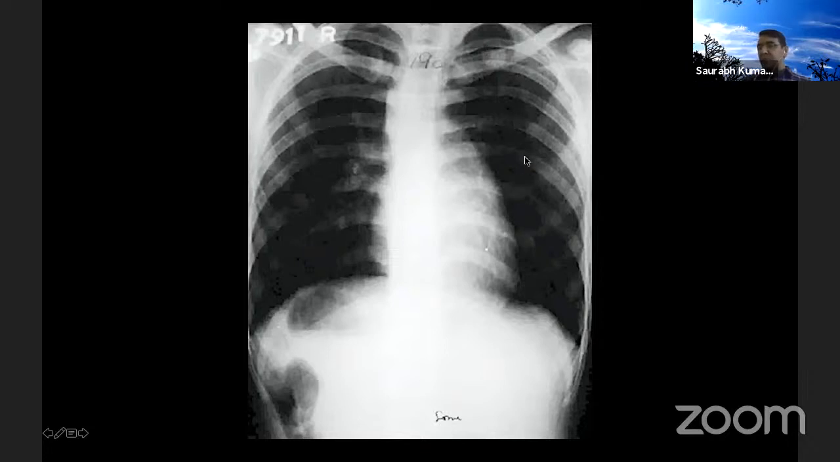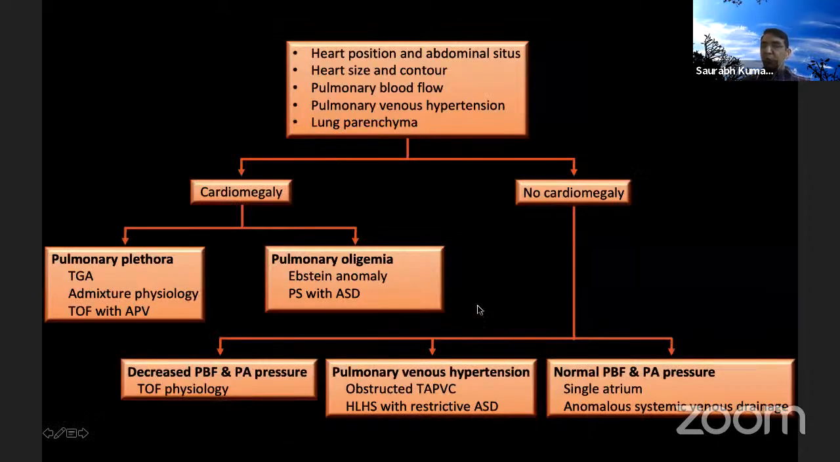In this X-ray, possibly we are not okay if we comment upon pulmonary flow, but it seems like it is reduced. So in such a combination where there is discordance between situs and the cardiac position, as I highlighted earlier, we should be considering congenitally corrected TGA in these patients. So this is a summary of the X-ray findings, which I just said. So you see different things in the X-ray, and you define whether there is cardiomegaly or no cardiomegaly. And based on that, you further clarify which kind of disease is more likely.